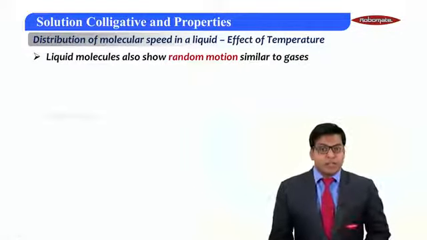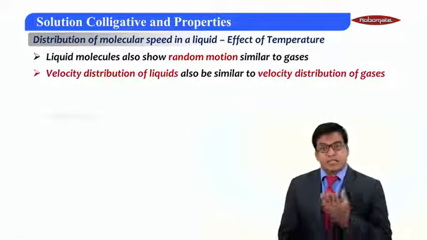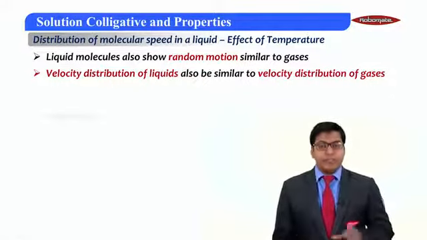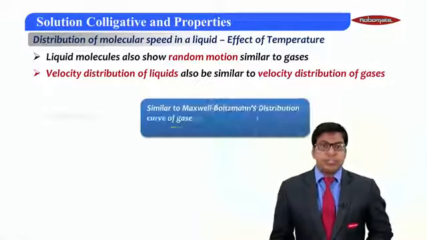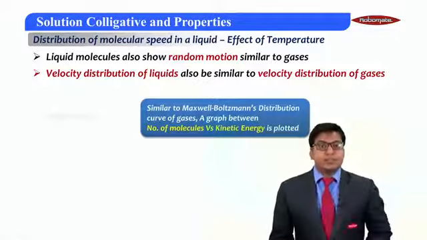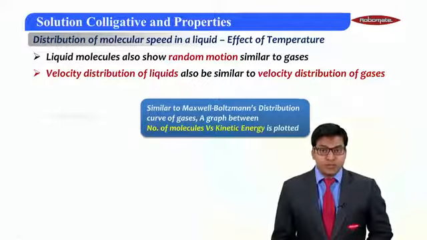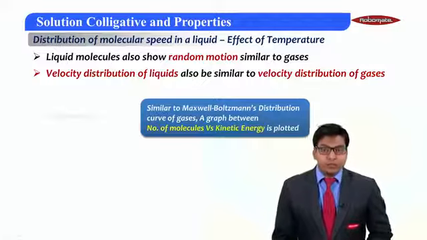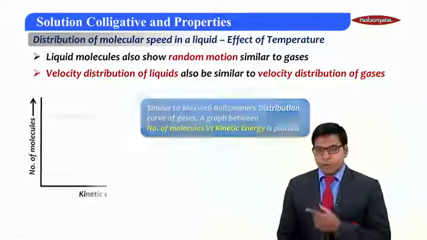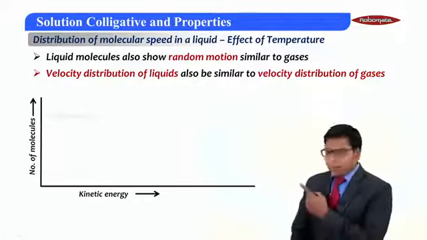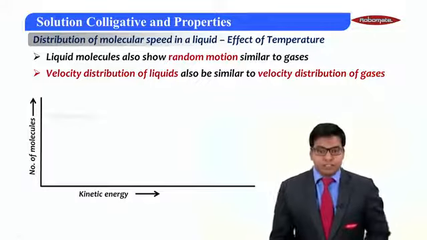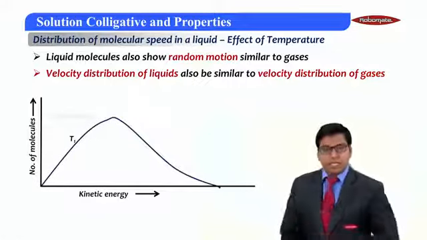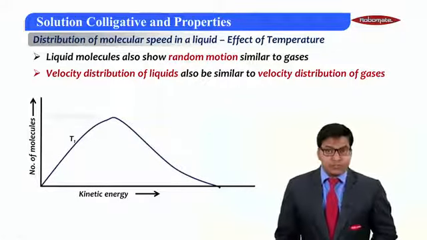Well, liquids also have random motion like gases, and their distribution is similar to the velocity distribution of gases. We have learned that in earlier modules also. And we learned that this is because of the Maxwell-Boltzmann distribution, which is nothing but a plot between number of molecules versus the kinetic energy. So if I plot that, let us see what I can see here. Number of molecules versus kinetic energy. Now, at a certain temperature T1, this is how the graph varies. This was a similar graph for gases also.